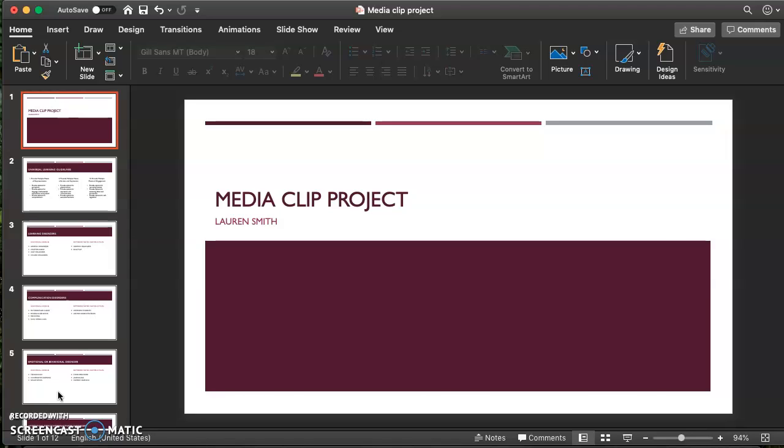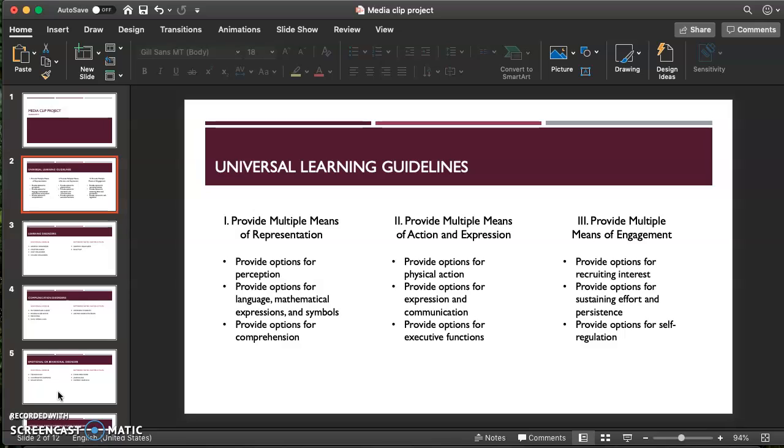So, first, universal design for learning. These were a couple of the guidelines, but basically, it enhances the curriculum to make it exceptional and make learning possible for everyone.